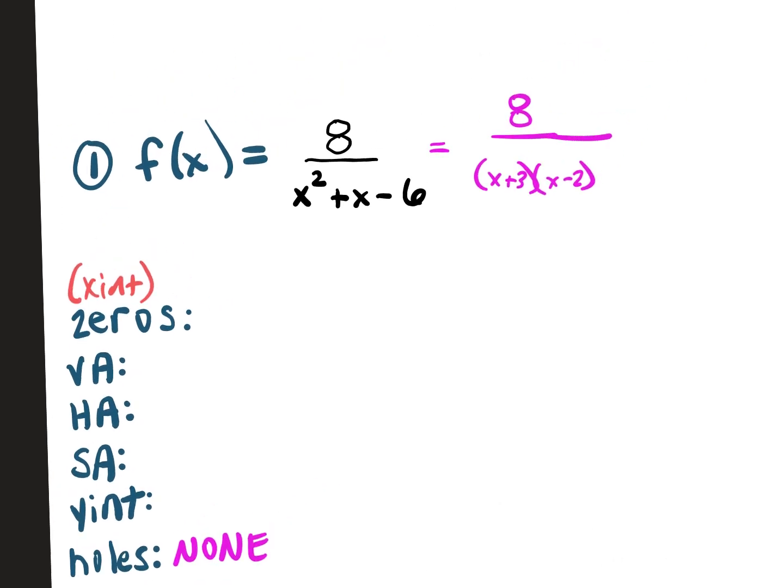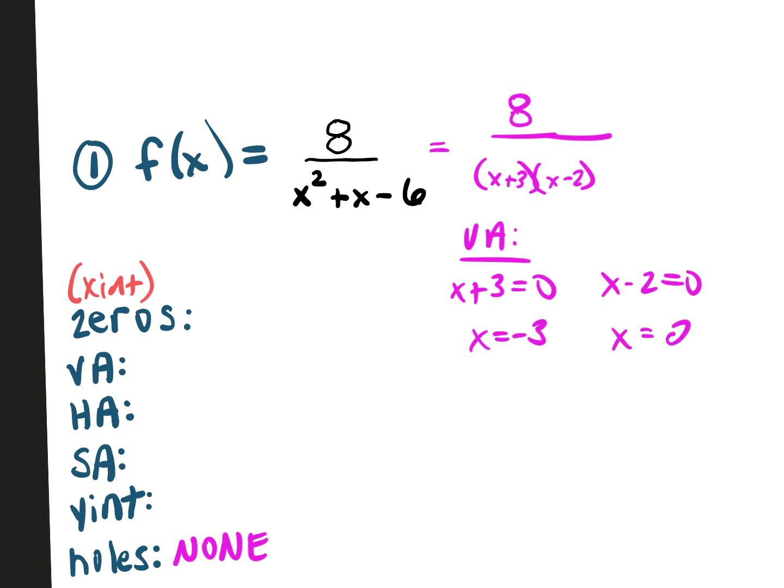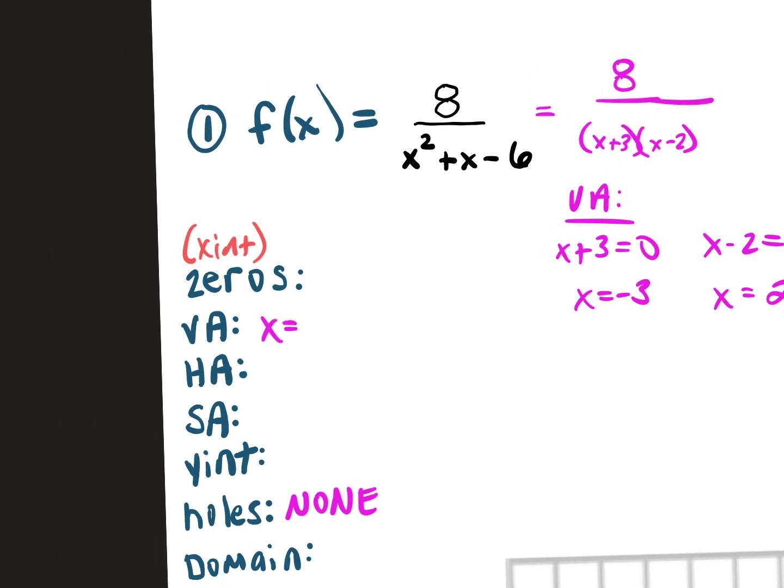Now, since we have factored the bottom, we can now determine our vertical asymptotes. We're going to set each piece equal to what? 0. Good. X minus 2 equals 0. So you have a vertical asymptote at -3 and a vertical asymptote at +2, correct? So x equals -3 and x equals +2. You've also now determined your domain. You know there's absolutely no holes. And you know there's 2 vertical asymptotes where the graph does not exist.